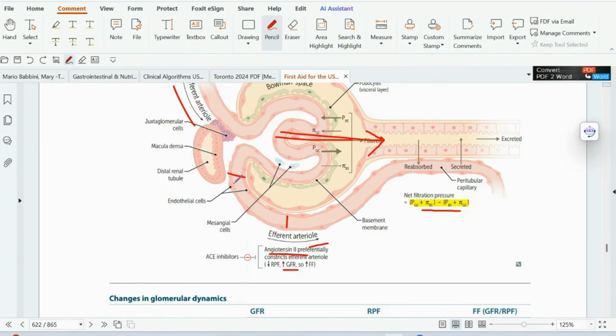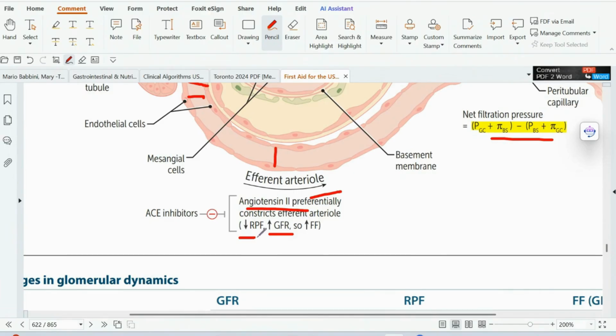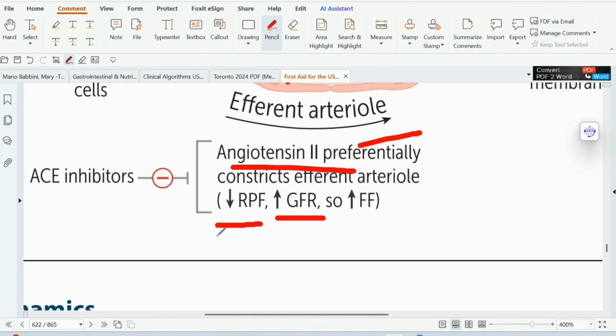Now, because you've caused this block, will you allow the entire kidney to receive enough blood? No. So renal plasma flow decreases. That's the only nuance. Whenever there's a RAS system that is active, GFR will increase, forcing whatever blood you have into the glomerulus, but the renal plasma flow, the overall blood that the kidney receives, decreases. If you divide these two, what's going to happen? Filtration fraction has increased.